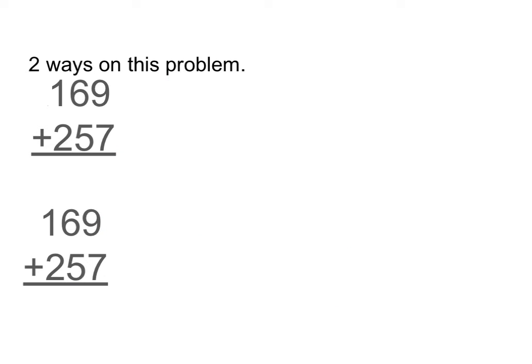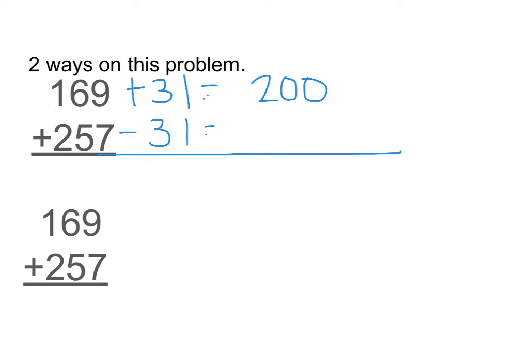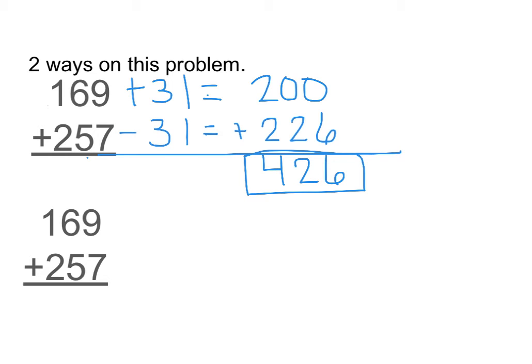Let's try a couple 3 digits. Now, if I take the partner to 100, I'm going to add 31, which means I need to subtract 31. My top number is 200. 257 minus 31 is 226. So I add and get 426. Now remember, if you're not really good at partners to 100, you could have compensated twice. You could have first added 1 and then added 30.